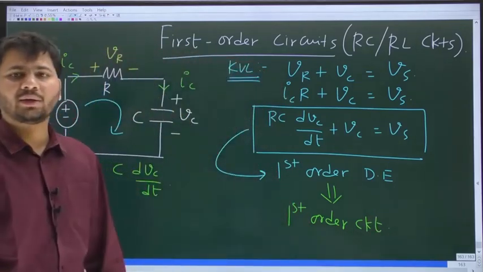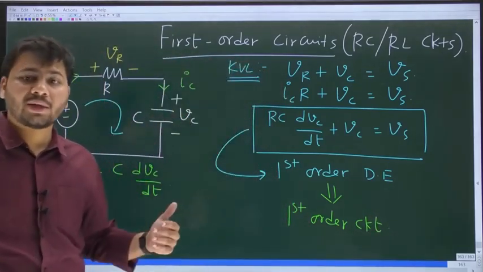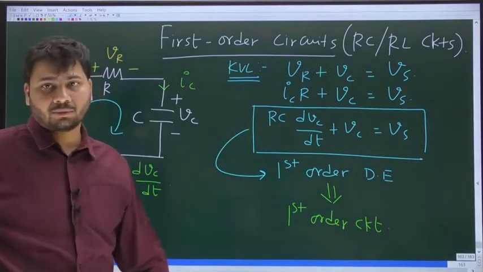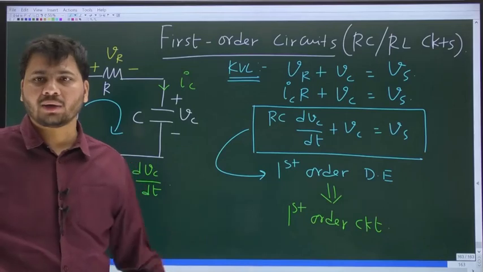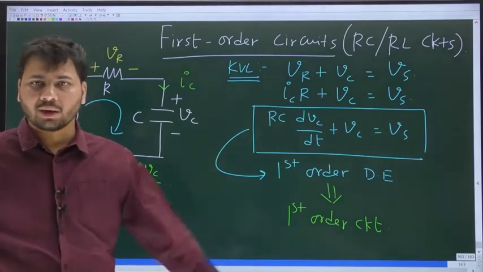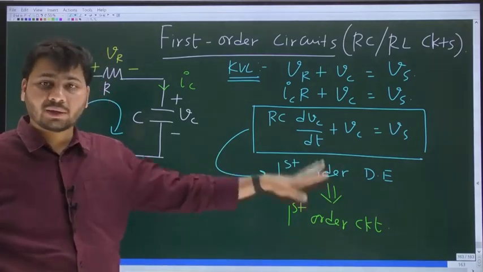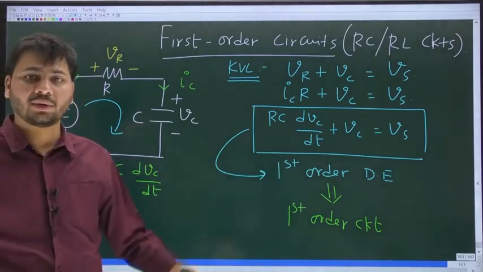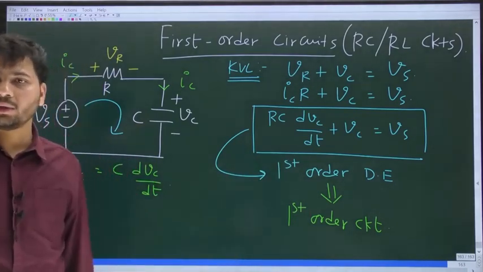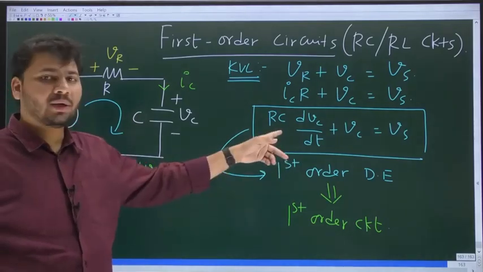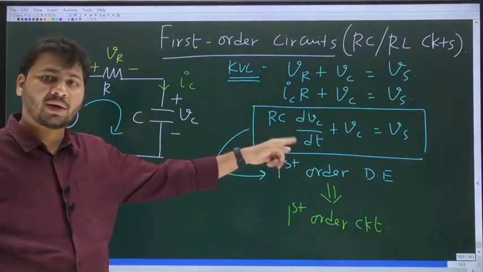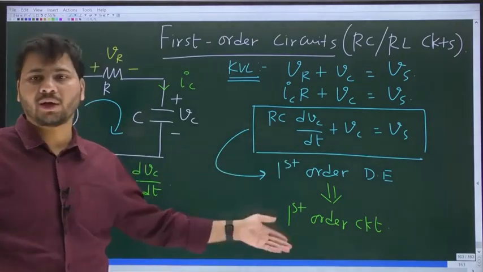So what will decide the order of any circuit? It is the order of the differential equation. What will decide whether it is a first order, second order, or third order circuit, and so on? It is the order of the differential equation governing the circuit that will decide the order of the circuit itself. Now for this circuit, the governing equation is a first order differential equation, so the circuit will be called a first order circuit.